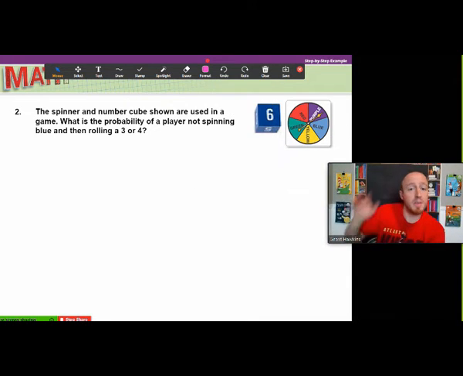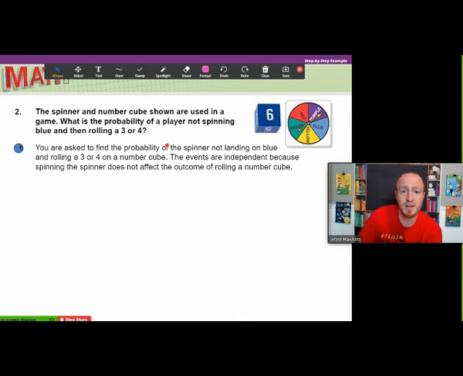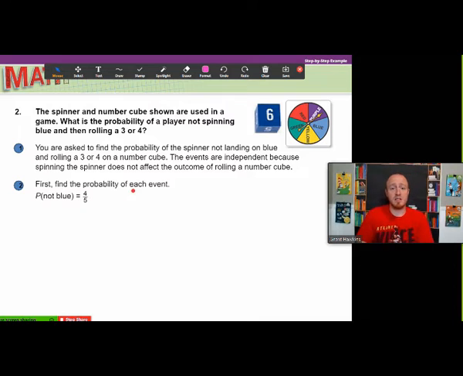So it says the spinner and the number cube shown are used in a game. What's the probability of a player not spinning blue and then rolling a 3 or 4? Well, first, let's tackle the first option. These are independent events because the spinner does not affect the outcome of the cube. So first, find the probability of each event, starting with the first one, because if you don't get that, then who cares? So not spinning a blue. What's the probability of not blue? Well, there's 1, 2, 3, 4, 5 possible outcomes, and 4 of them are not blue. So 4/5. Pretty good odds.